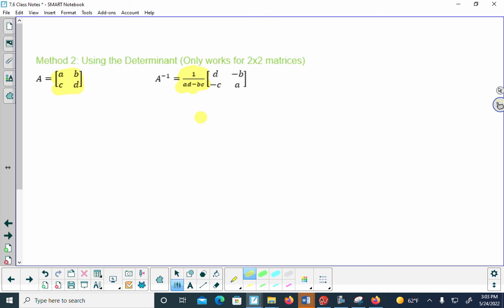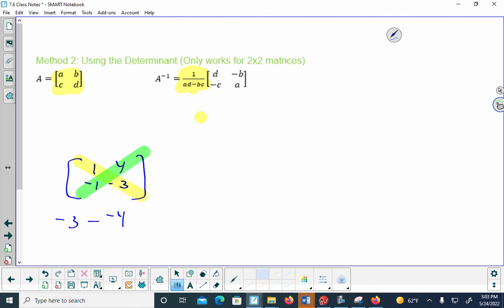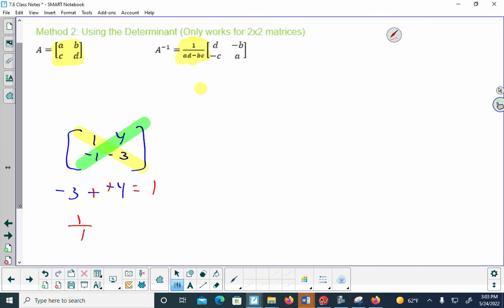So I'm going to go back to that matrix that I had up above. So that matrix was 1, 4, negative 1, negative 3. So when I'm doing that AD, I'm multiplying these two, and I'm going to get negative 3 minus, and then I'm going to multiply these two, because that would be my BC, and I'm going to get negative 4, and subtract this two. And when I subtract those two, I get a positive 1. This is saying find the inverse. I take 1 over that number, so I'm taking 1 over 1, which I know is 1.